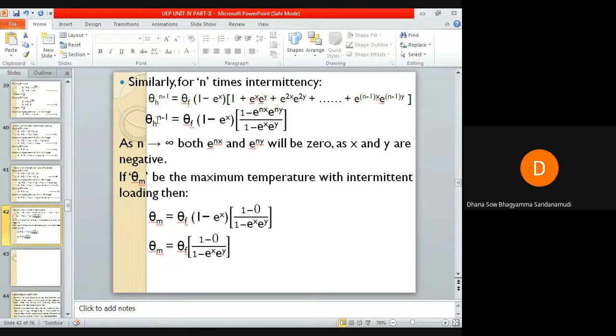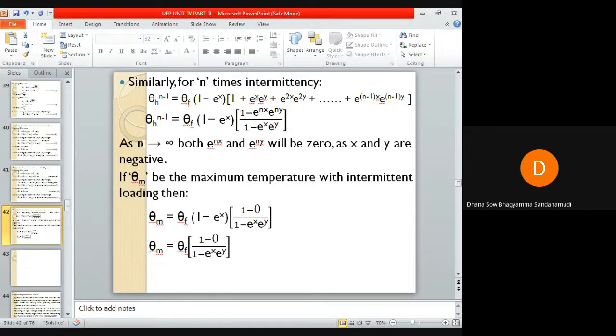Since it's a big expression, you can rewrite it as (1 minus e power nx e power ny) by (1 minus e power x e power y) into (1 minus e power x) into theta F. So theta h n minus 1 is given as theta F into (1 minus e power x) into (1 minus e power nx e power ny) by (1 minus e power x e power y). This is our final expression for n times intermittency.